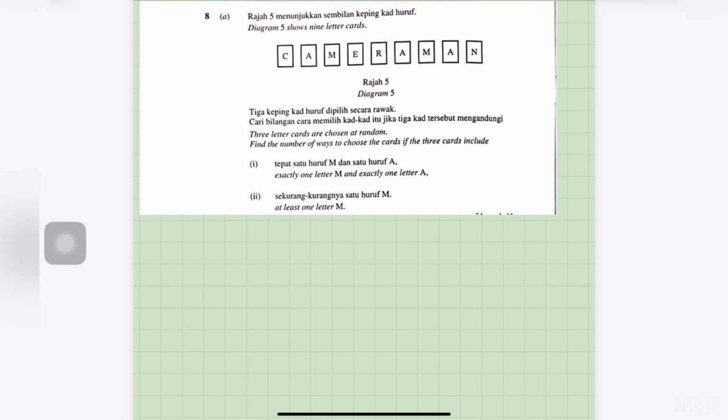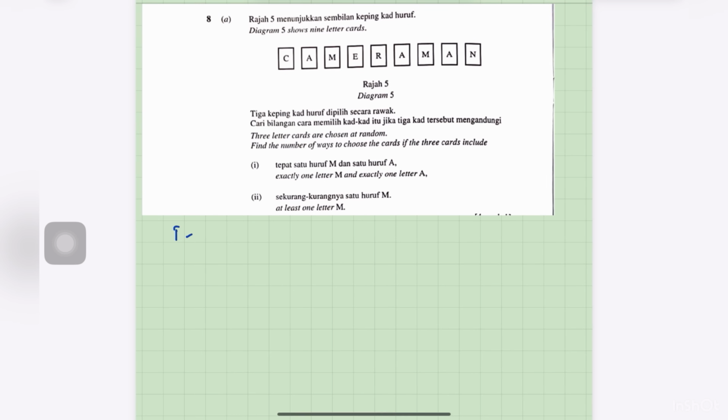8A, diagram 5 shows 9 letter cards, CAMERAMAN. 3 letter cards are chosen at random. Find the number of ways to choose the cards if the 3 cards include Roman 1, exactly 1 letter M and exactly 1 letter A. Okay, so Roman 1, here we have to choose. So we use combination. Okay, so we have M, 2 Ms, and A, 3 As.